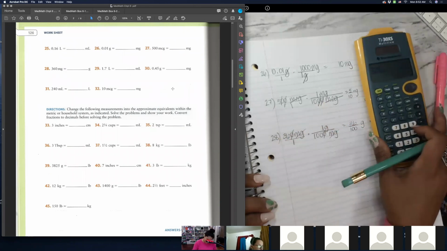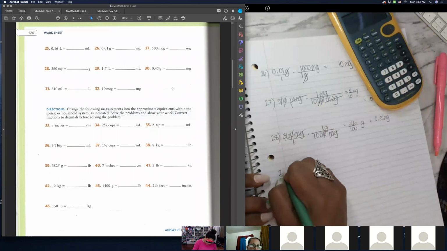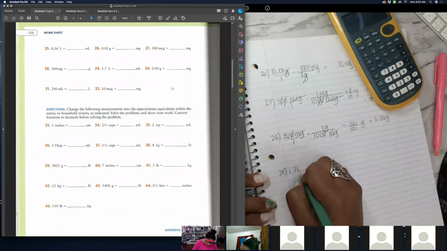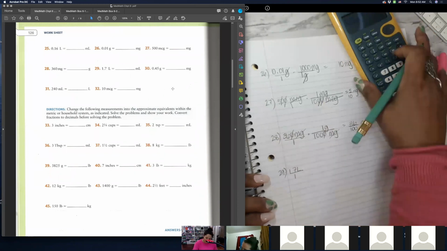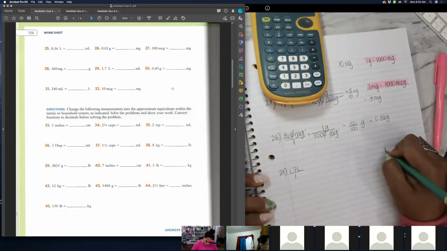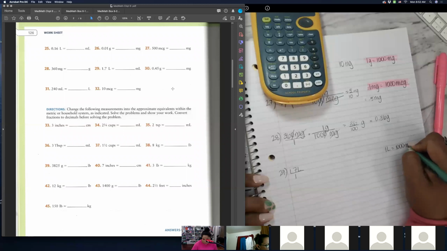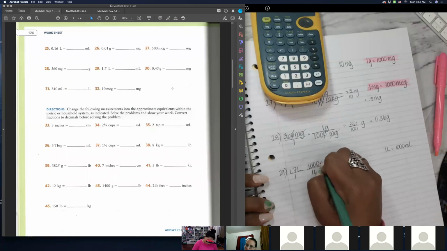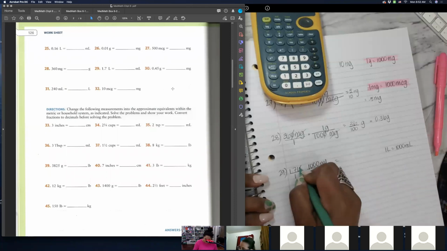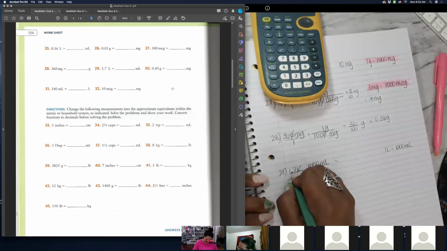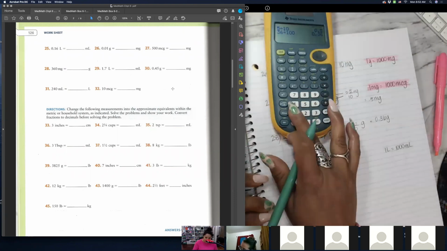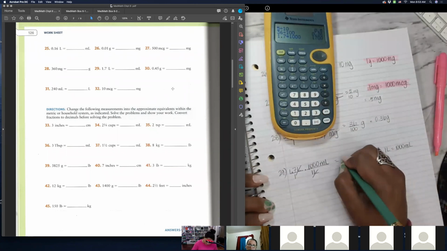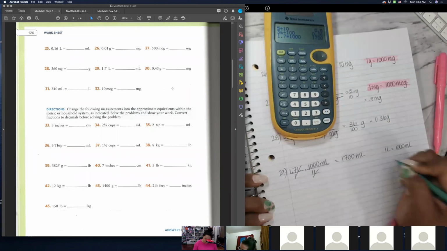All right. 29. 1.7 liters, and we're going to convert that to milliliters. Again, 1 liter equals 1,000 milliliters. So 1 liter in the denominator, 1,000 milliliters in the numerator. Our unit of liters cancel, and then you just multiply 1.7 times 1,000. And that's going to give us 1,700 milliliters.